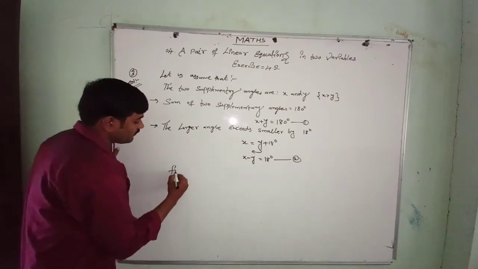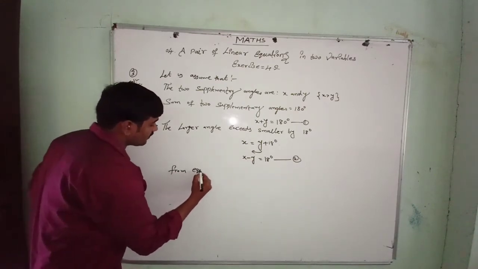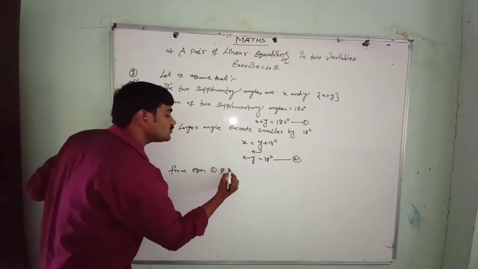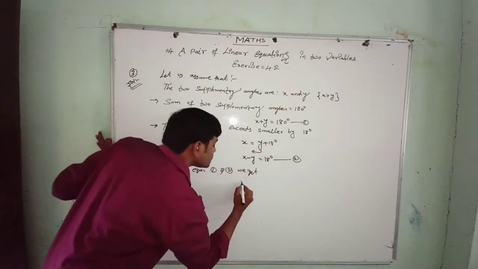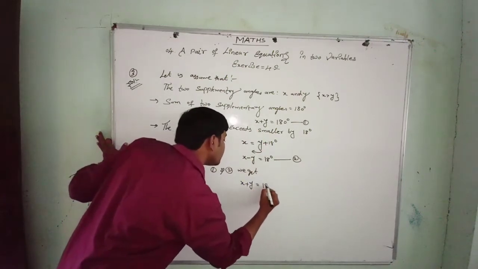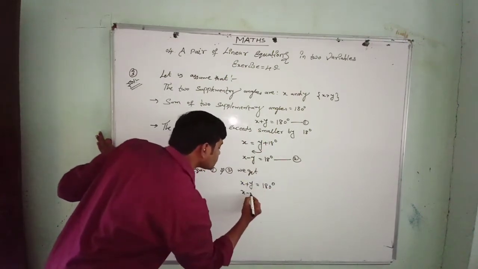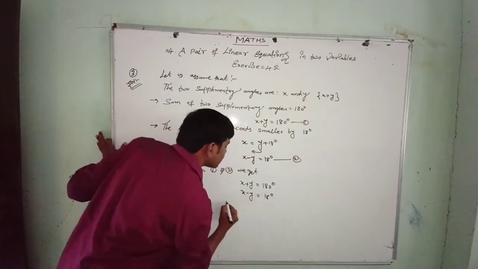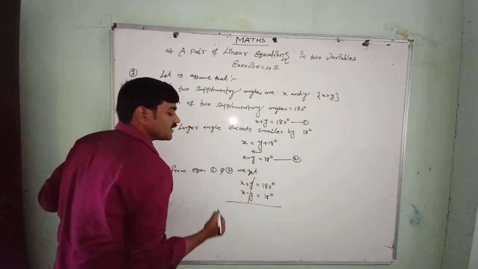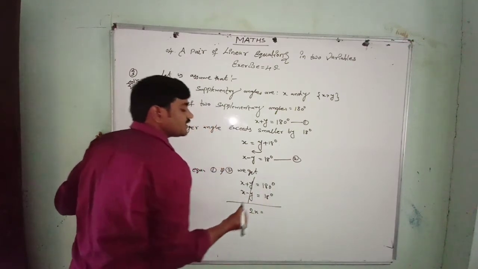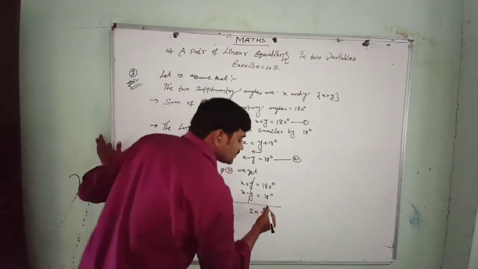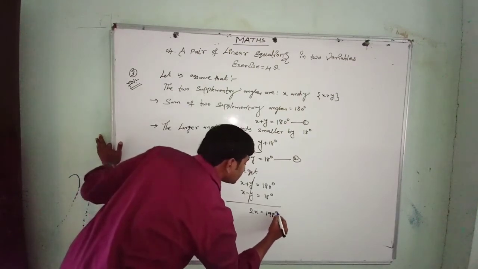From equations 1 and 2 we get, by the elimination process, x plus y equals 180 degrees and x minus y equals 18 degrees. Plus y and minus y get cancelled. 1x plus 1x is 2x. 2x equals 180 plus 18, that is 198 degrees.